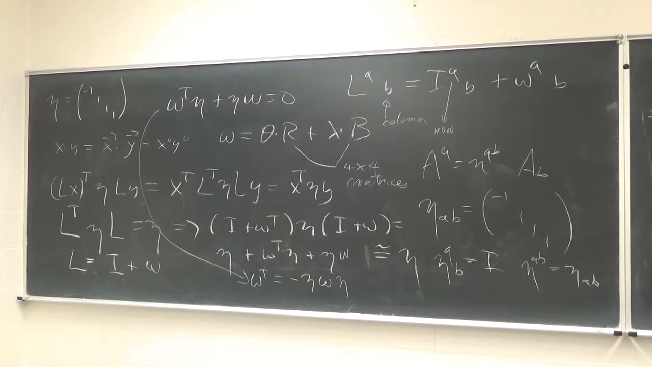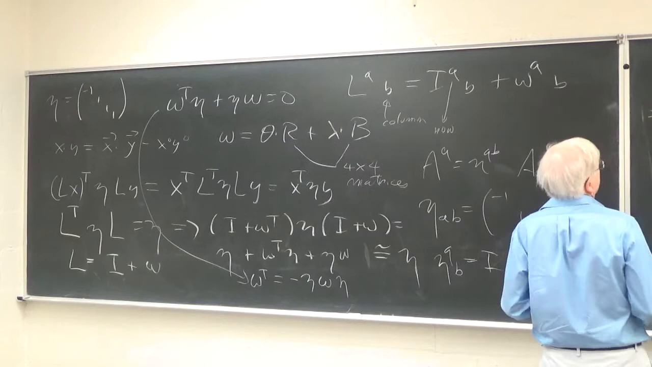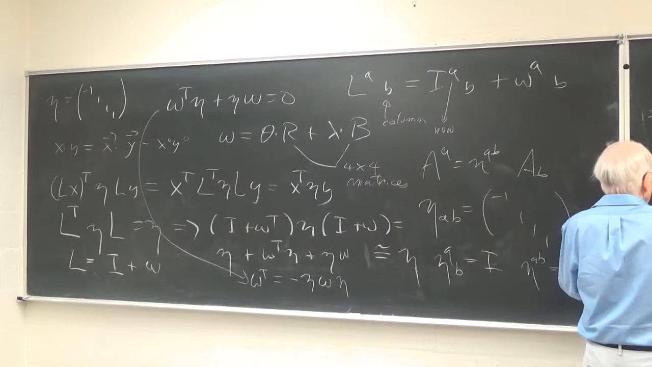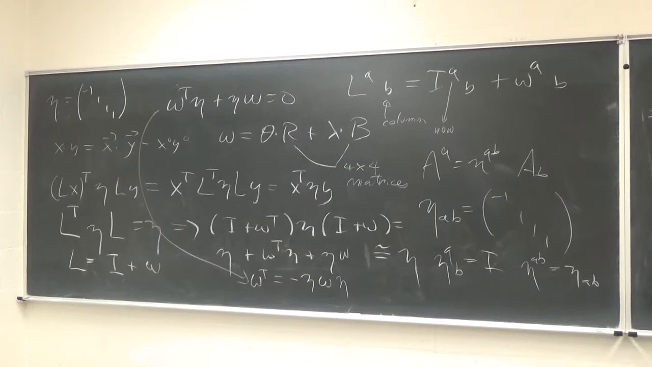And now if you lower the index a, for example, writing omega eb equal to eta ea omega ab, then that is minus omega bd here, eta da, eta eb, no, eta ea.